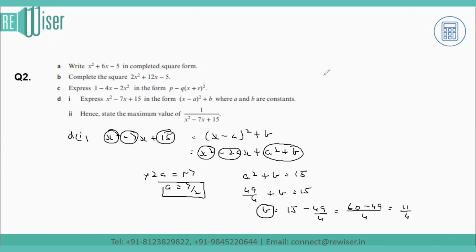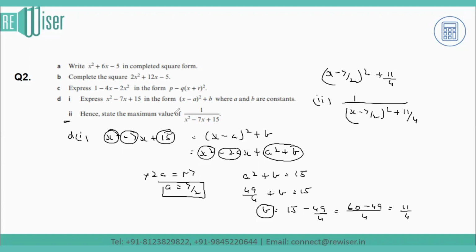So that's the value of b that we got from here. So that means the equation can be expressed as x minus a whole square, that means x minus 7 by 2 whole square, plus b, which is plus 11 by 4. If I'm answering for the second part of the question, the equation can be written as 1 by x minus 7 by 2 whole square plus 11 by 4.